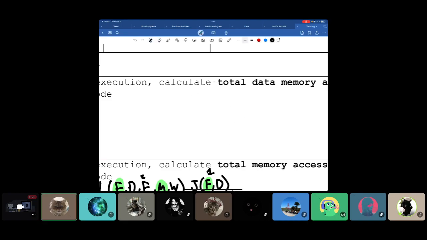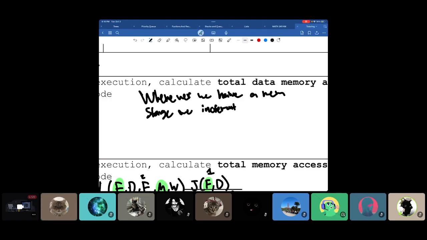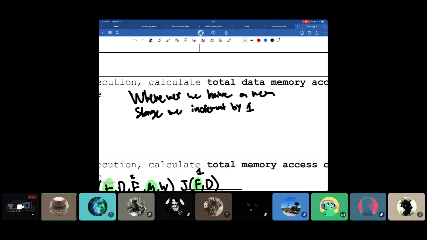So that would be our total data memory access. Whenever we have a mem stage, did I forget an R? Yeah. We increment by 1, right? And the only instructions that can have a mem stage are load and store.